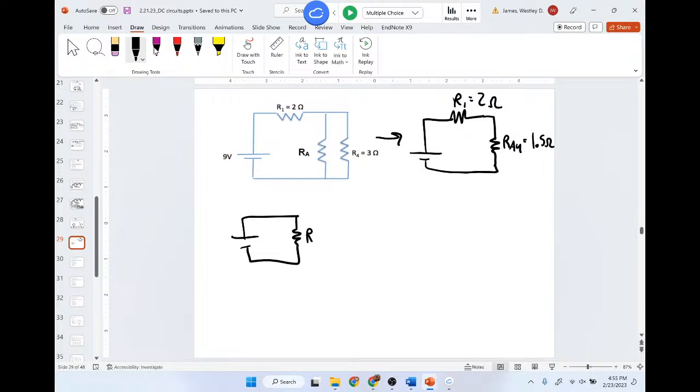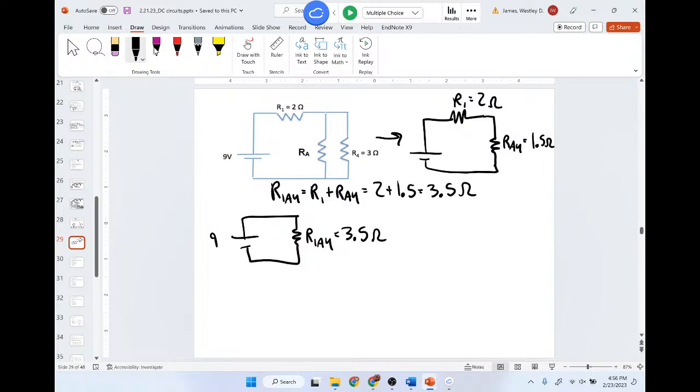We'll call that R1A4. I'm literally just putting all the little numbers and letters next to each other, just to note it's the combination. So how do I get R1A4? Well, that's going to be R1 plus RA4. We just add them in series. Nice and easy. 2 plus 1.5 equals 3.5 ohms. Spot on.